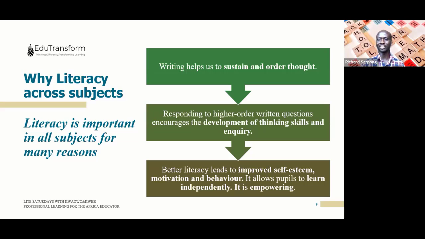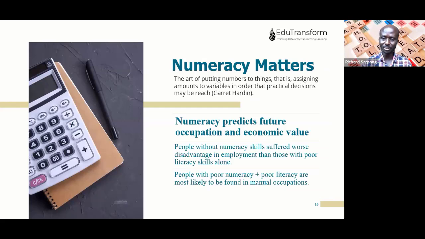But even if they can assess it and respond to you that they have understood what you just taught them, they need literacy skills. They need some numeracy abilities to be able to do that. And numeracy matters. When we talk about numeracy, we are talking about the act of putting numbers to things, assigning amounts to a variable in order to make decisions, quantifying things, seeing patterns and trends in variables that you are examining, right?